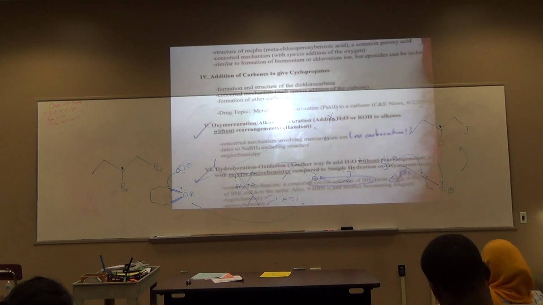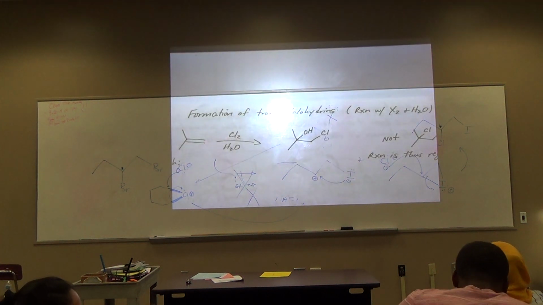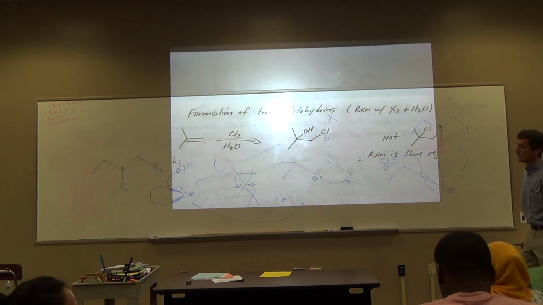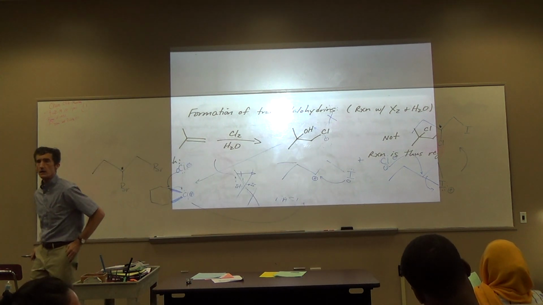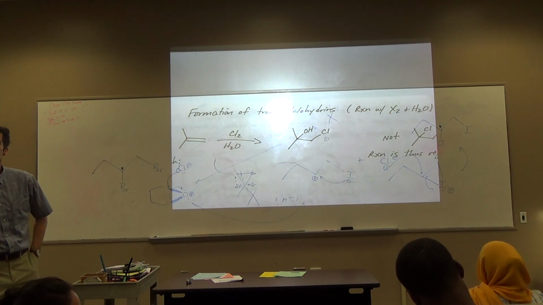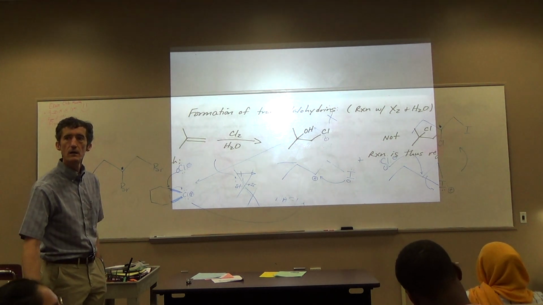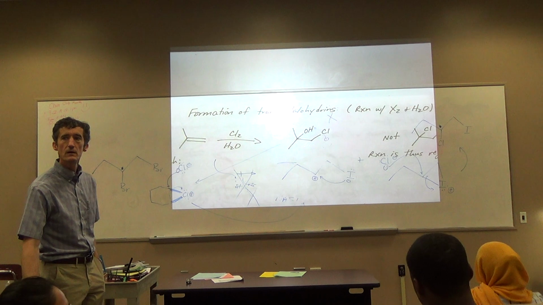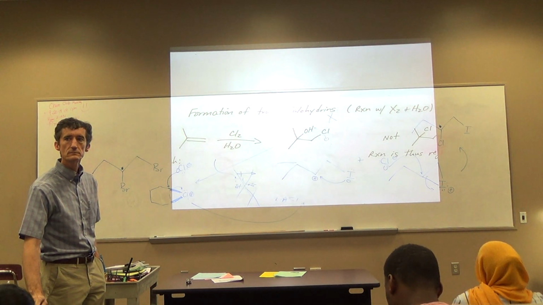Let's get to there. Number 2, addition of halogen and water. Question? Yes, sir. On the previous one, why can't we just use the rationale that if a carbocation was formed, of course the chlorines wouldn't be cis because they would interact more, whereas if they're trans, they would have less interactions?